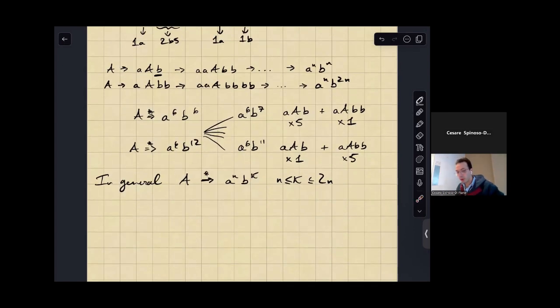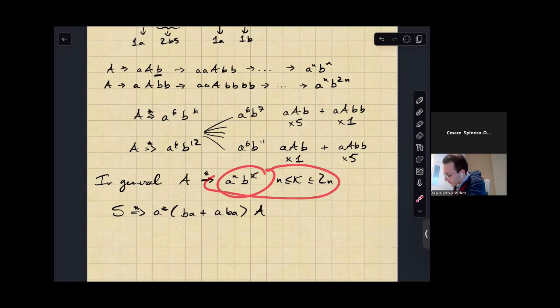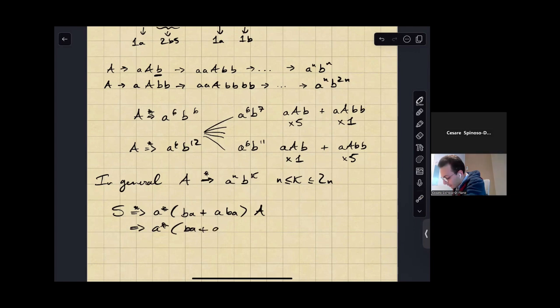Okay. So what does that mean altogether? Altogether, that means that from S in some number of steps, I can get A star, and then we said BA or ABA, and then I get to A. And then A in any number of steps can generate this guy. So really what that means is I get this, and then concatenate something that looks like A^n B^k, where k is between n and 2n.